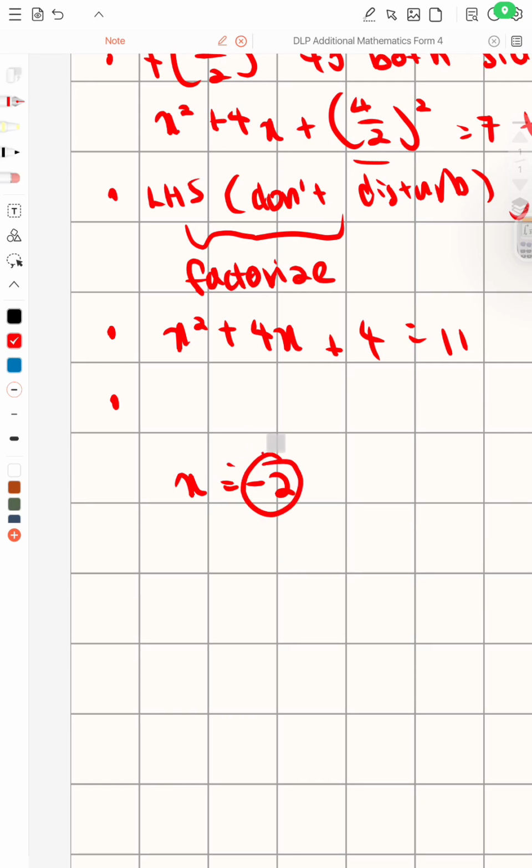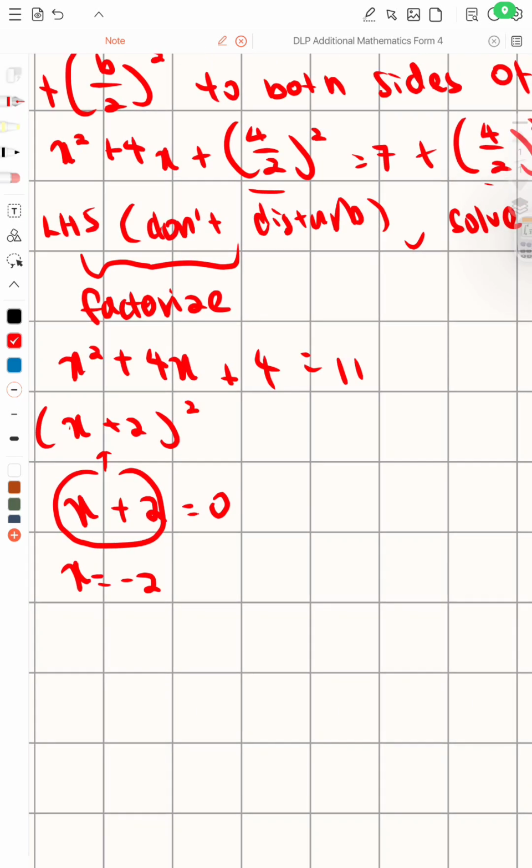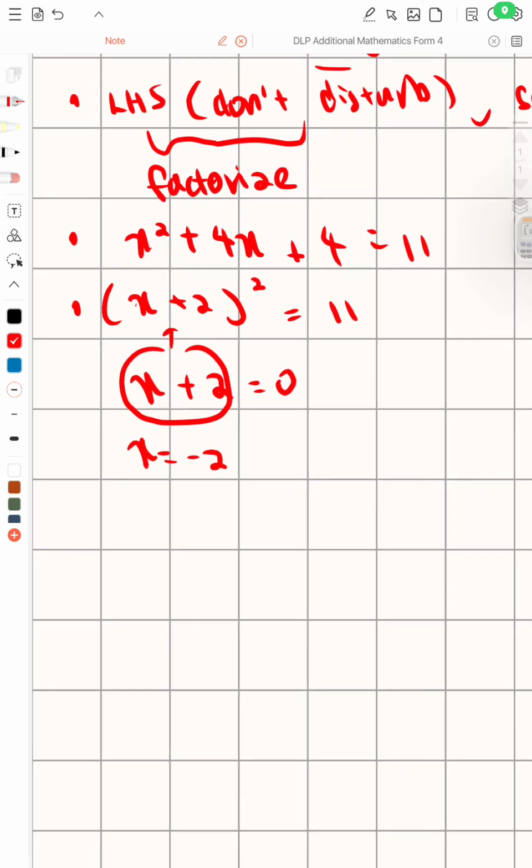And then you move the negative 2 into left hand side first. So you'll have x plus 2 equals to 0. And then you just rewrite the x equals negative 2. And the x plus 2 you can put into bracket now. Don't forget to include the square. So this is your vertex form. X plus 2 square equals to 11 is your vertex form.